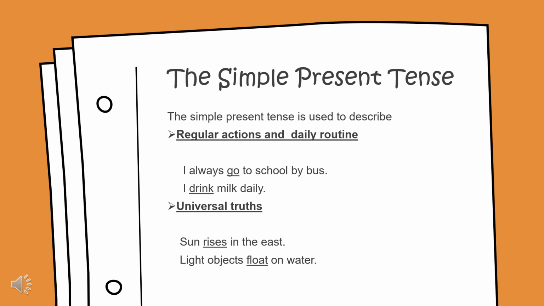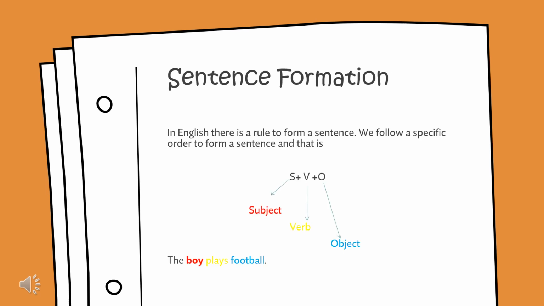Simple present tense tells us about many things, but there are a few that we will discuss. Okay students, it is very important to talk about sentence formation when we are studying the tenses. In English, there is a rule to form a sentence. We follow a specific order, and that is the SVO structure. S stands for subject, V stands for verb, and O stands for object.